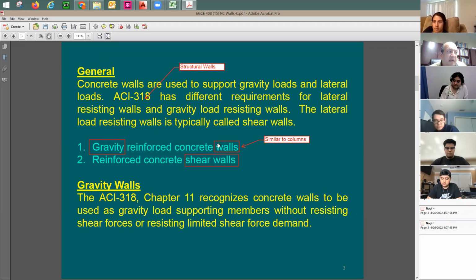So when we say gravity walls, you understand that it just supports gravity loads, dead load and live load. But once you say shear wall, now I know it's going to be used to resist horizontal forces like seismic, earthquake forces, wind forces, and stuff like this. So I'm going to say this is going to be like for seismic and wind forces.